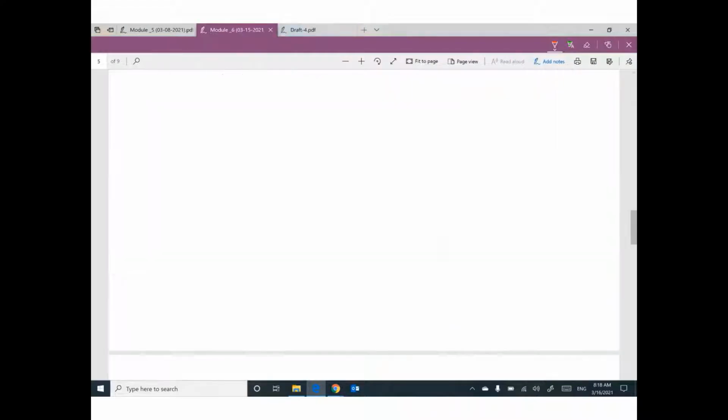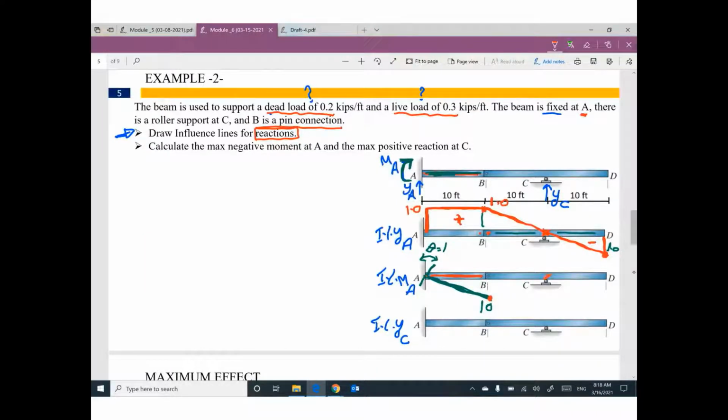Any other support, no movement. Because this side of the connection moved down by 10, the other side will move down by 10. So the new shape of this part looks like this. This side is negative, this side is positive. I believe this value is 10. This one will be 10 also, because we have triangle similarity.